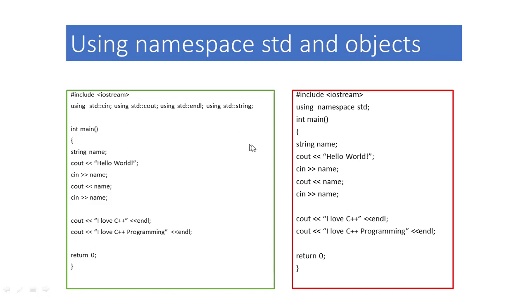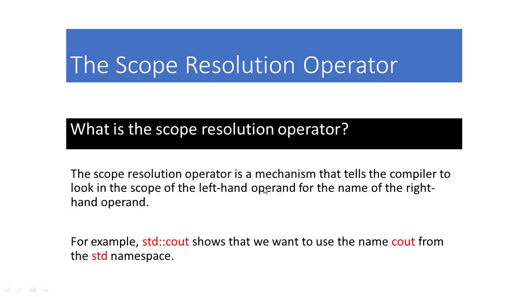In these two files, we have used two different methods to declare the standard namespace objects. This one includes everything by using namespace standard, while this one includes selected methods inside the standard namespace. Now let's look at the scope resolution operator when it comes to working with namespace in C++.